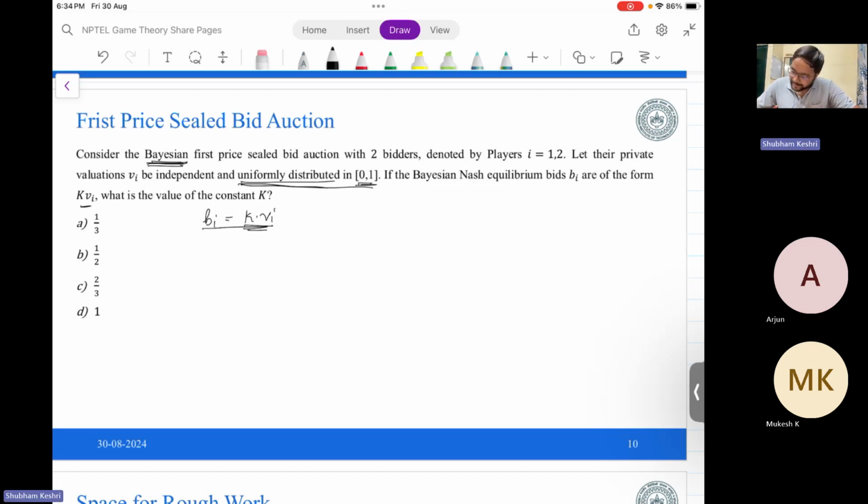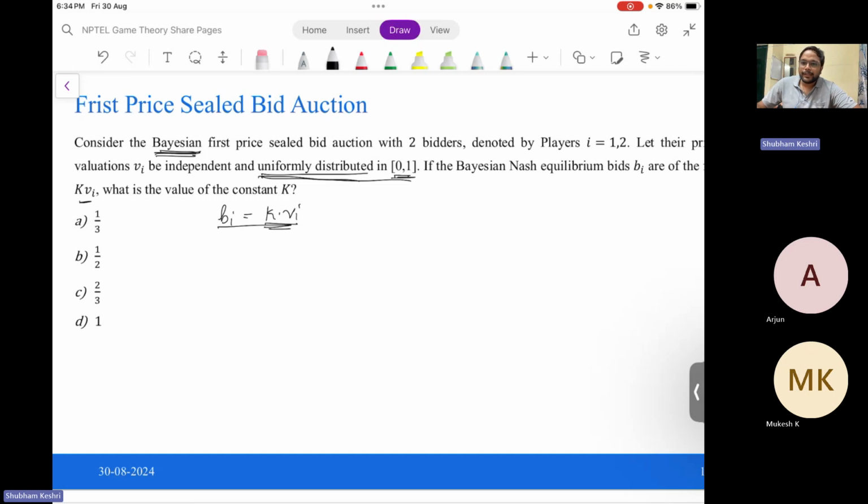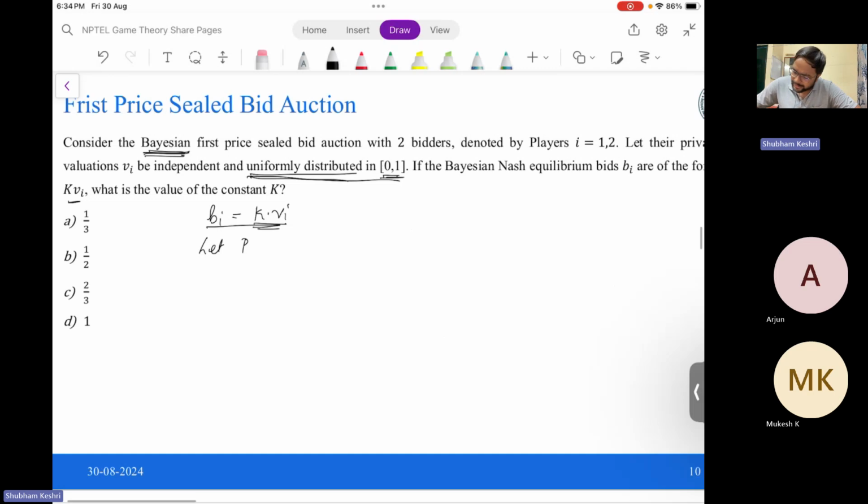Okay, so when we are saying that bi is of the form this, then we will say let b2 = k b2. We have only two players, player 1 and player 2. Let player 1 play b1, or let it be b, no problem.